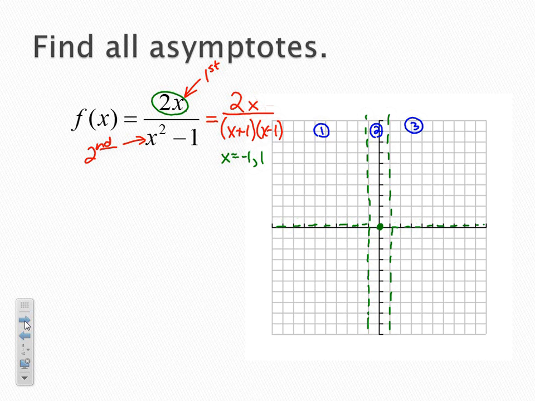Okay? So if we were listing out our asymptotes, let's go back and do that in this problem. Our vertical asymptotes are occurring where x equals -1 and where x equals +1. And we should always represent vertical asymptotes as an x equals line.